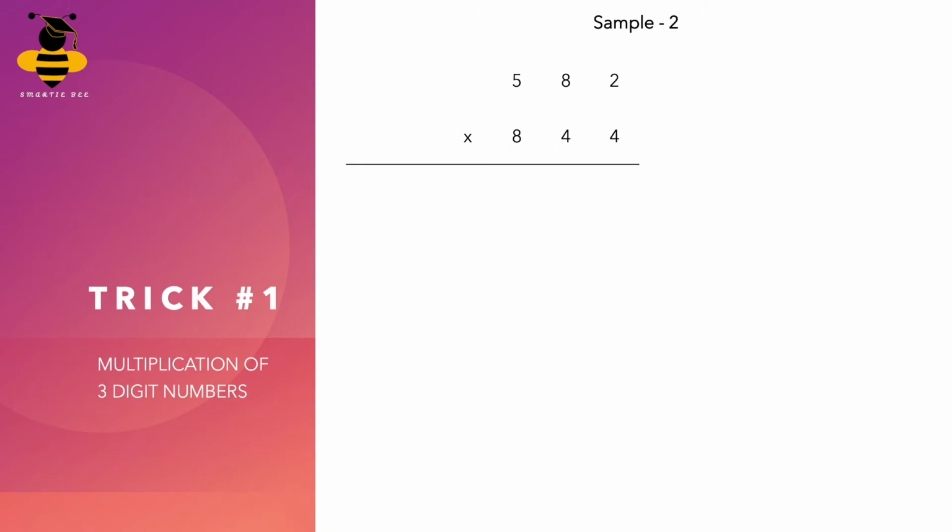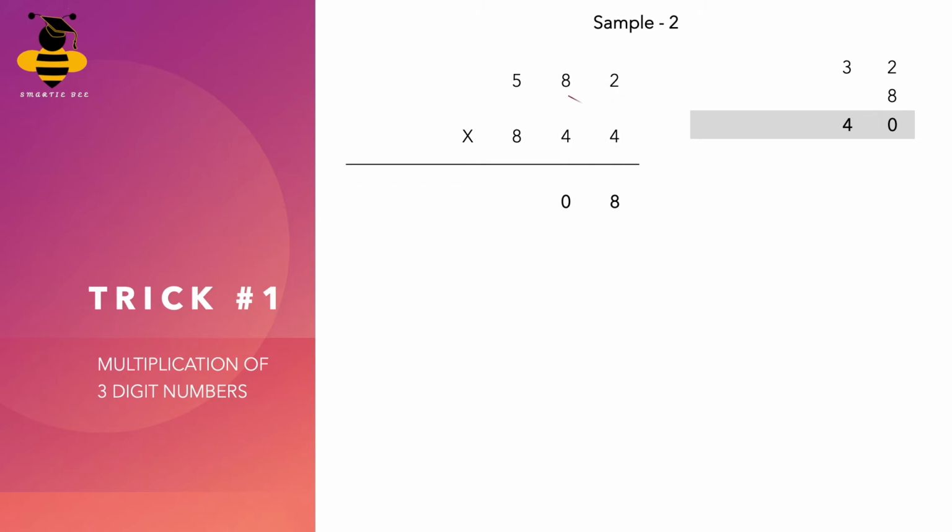The number we have got is 582 multiplied by 844. We'll follow the same trick where 4 multiplied by 2, that's 8. We'll have 8 multiplied by 4 and 4 multiplied by 2. So that gives us 4 8s are 32 and 4 2s are 8. That's 32 plus 8, 40. We'll take 0 and carry forward 4.